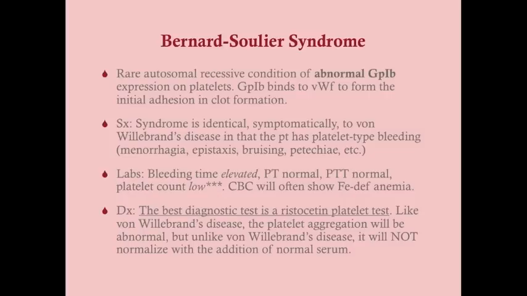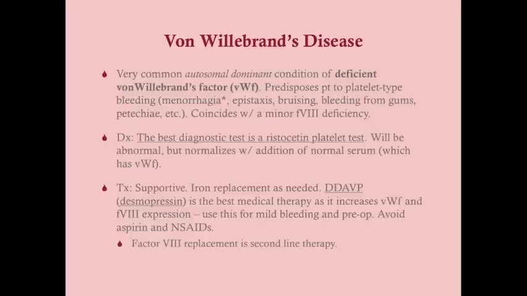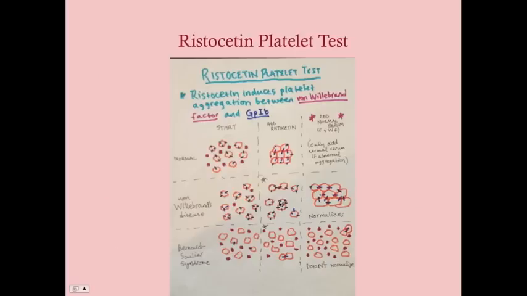So again, the best diagnostic test here, because you have an elevated bleeding time, you're going to want to get a Ristocetin platelet test. And just like von Willebrand's disease, the platelet aggregation is going to be abnormal because you don't have your GP1B. And so in von Willebrand's disease, the problem, of course, was that you don't have von Willebrand's factor, and so you don't get aggregation when you add Ristocetin. With Bernard-Soulier syndrome, you don't have enough of the GP1B, which is the little blue thing I've got here. But you do have normal von Willebrand's factor.